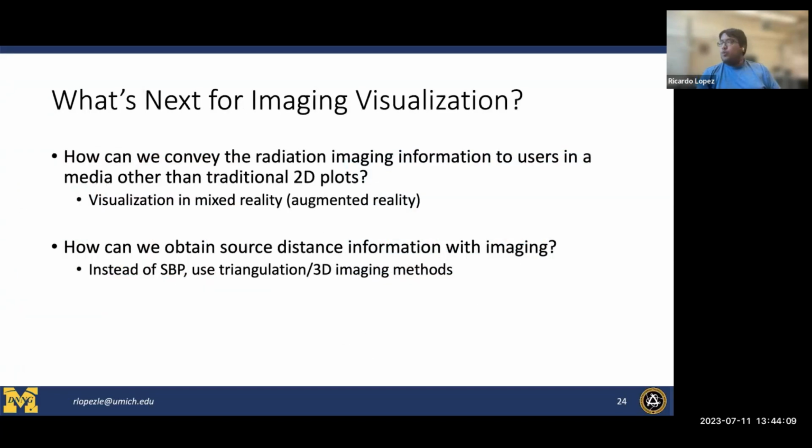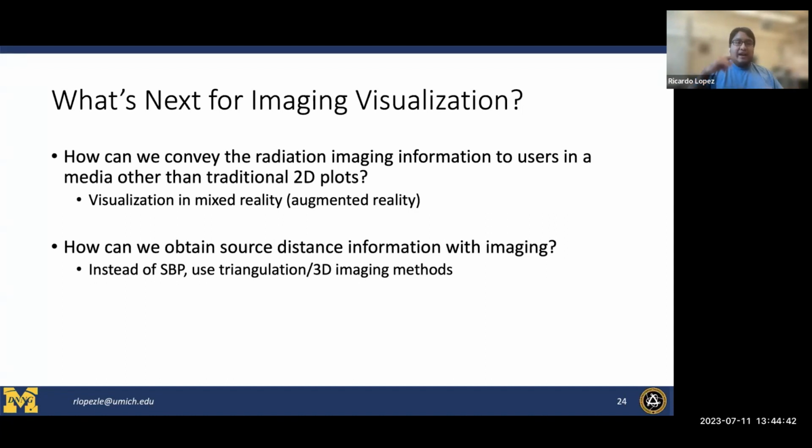Now the question is, what's next? How can we improve upon that? Say you have a working imaging system, how do you convey that imaging information to a user very clearly so that they can actually make the correct call in saying where the source is located based on the data, but also, ideally, clearly enough that even an untrained person would be able to make use of the system and correctly tell where the source is located?